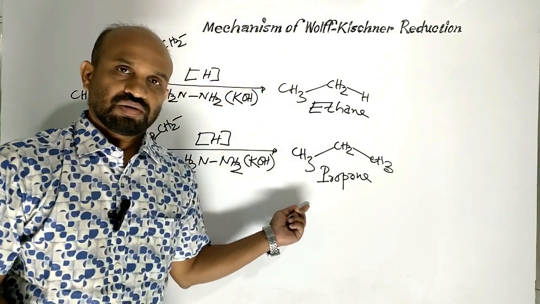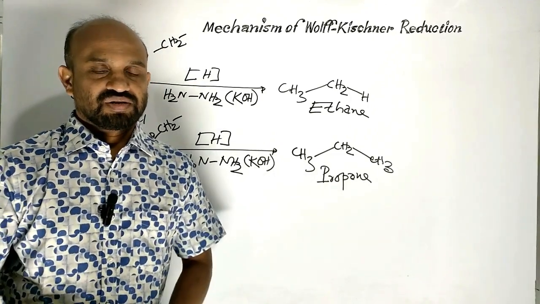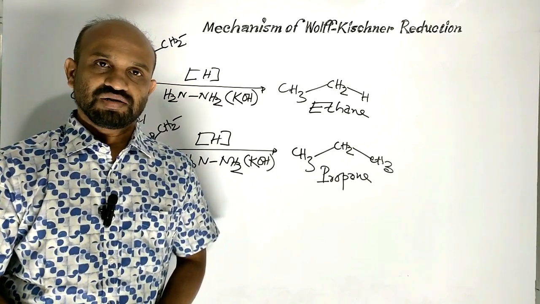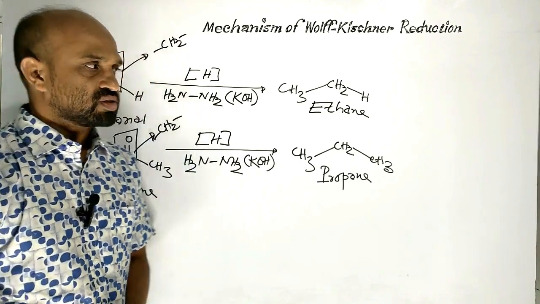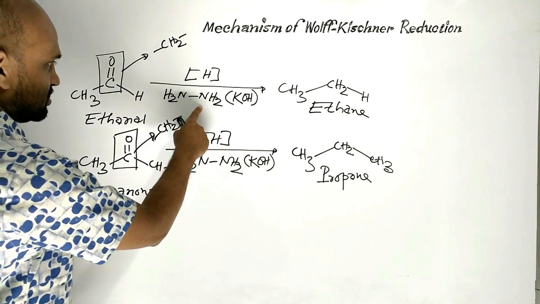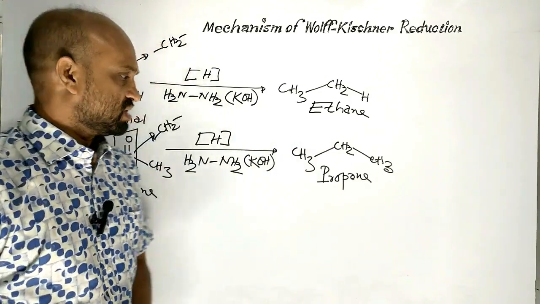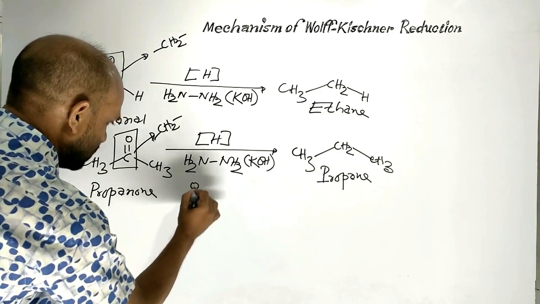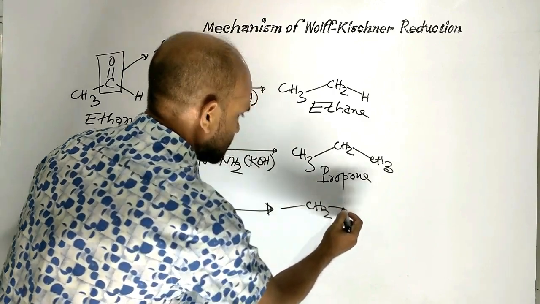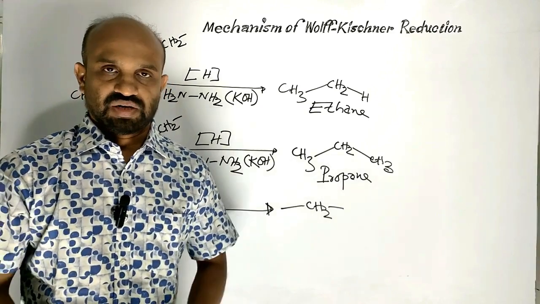These reactions are known as Wolff-Kischner reduction reactions. After German chemist Ludwig Wolff and Russian chemist Nikolai Kischner, reduction reactions of aldehydes and ketones with hydrazine are known as Wolff-Kischner reduction reactions. That is, here the carbonyl group turns into methylene group. But how? This is what we are going to learn today through mechanism.